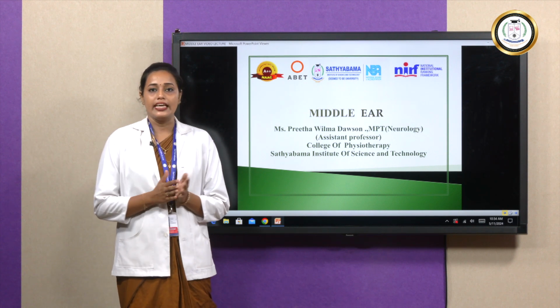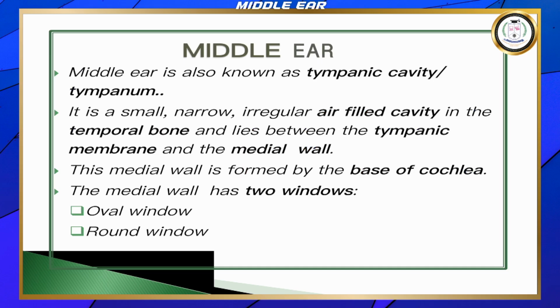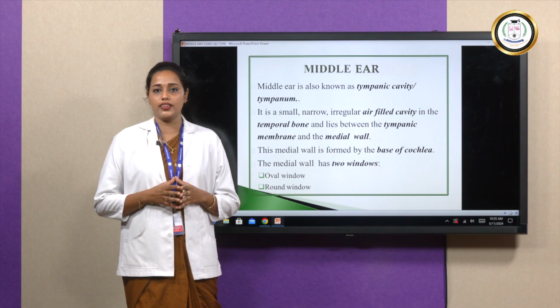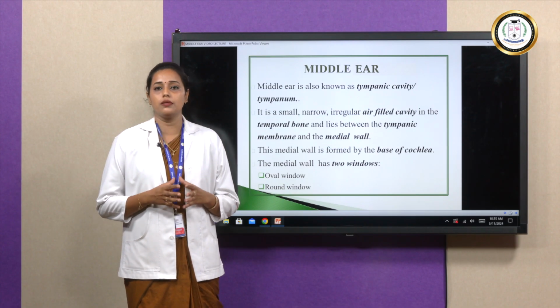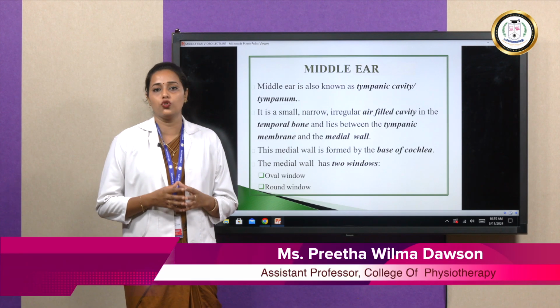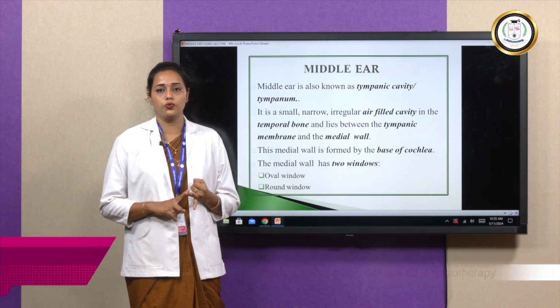In today's session, we are going to start with the middle ear. Middle ear is also known as tympanic cavity or tympanum. It is an air-filled irregular cavity which is present in the temporal bone, and it lies between the tympanic membrane and the medial wall. The medial wall is formed by the base of the cochlea, and it contains two windows. The first one is the oval window and the other one is the round window.